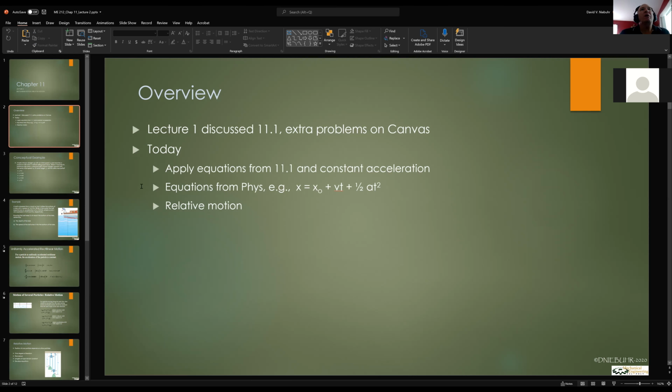Today we want to look at the equations from 11.1, the ones we've already looked at, and to those we're going to add constant acceleration. The constant acceleration equations you've seen in physics, for example x equals x naught plus v t plus 1/2 a t squared. We'll do a problem like that, and then we'll talk about relative motion.